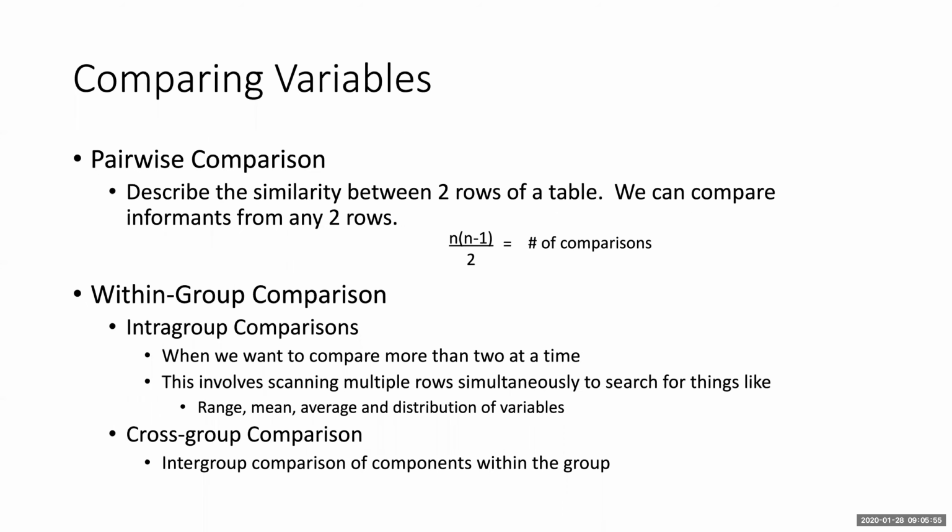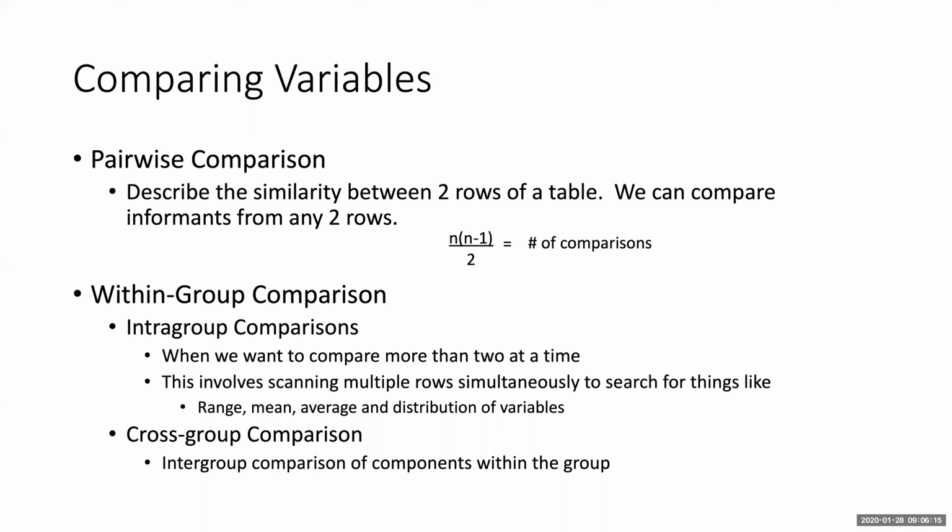When we compare variables, we have a couple ways we do it. We can do a pairwise comparison. We can describe the similarity between two rows of a table. And we can compare the performance from any two rows, okay? So you have n, remember n is the sample size. So n times (n minus 1) divided by 2 is the number of comparisons.